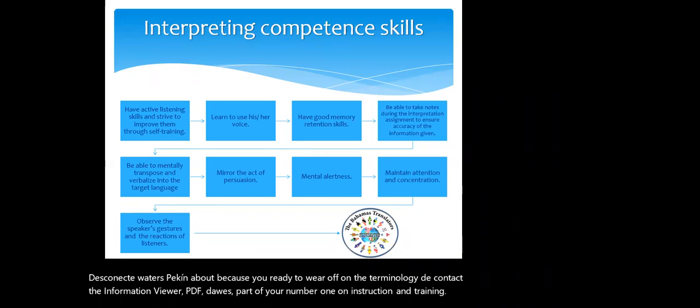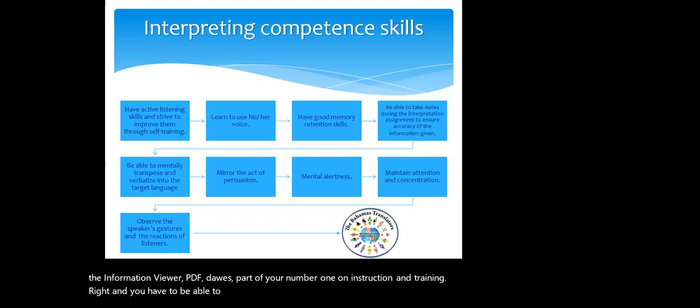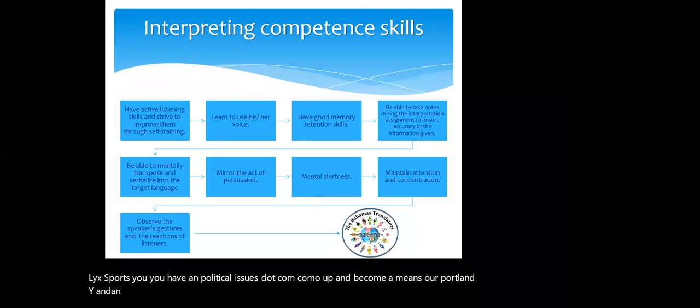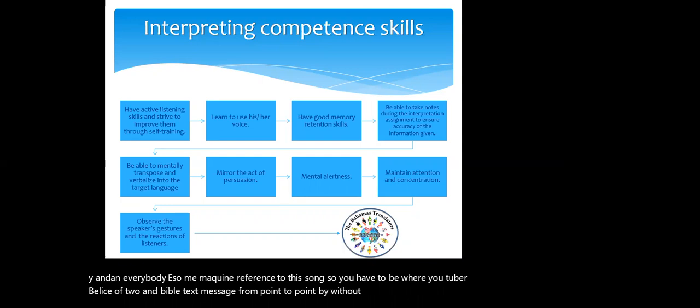All right. Another very important thing, you have to be able to mentally transpose and verbalize into the target language. So basically, you will find idioms, you will find, like Gio said, sports jokes. You have political issues that come up, and then they become memes or trendy, and then everybody is making reference to this one thing. So you have to be aware, you have to verbalize, you have to be able to take this message from point A to point B without changing the meaning. Also, mirror the act of persuasion.